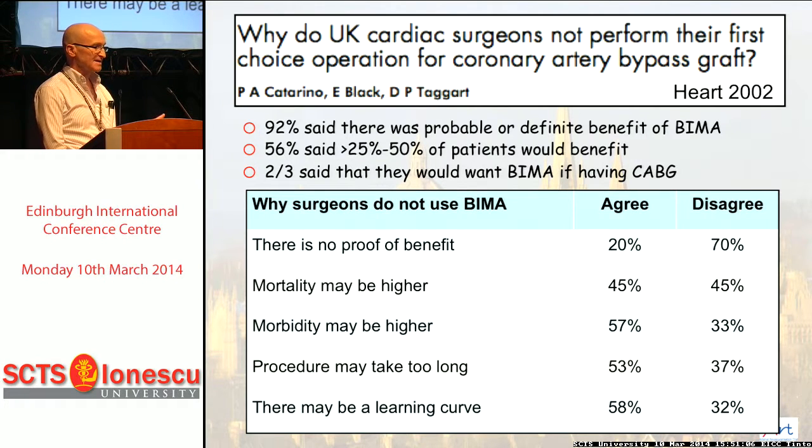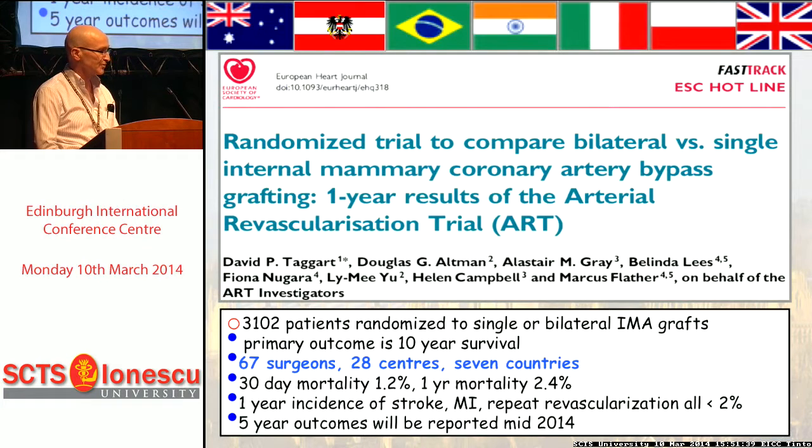Only 20% said that there was no proof of benefit, and 70% disagreed with that. But almost half of all respondents said that the use of bilateral IMAs may result in higher mortality, higher morbidity, that the procedure may take too long, and that there may be a learning curve to using 2 IMAs. Now, the last bit is definitely true. There's a learning curve to using 1 IMA, there's a learning curve to using 2 IMAs, there's a learning curve to playing tennis or golf. So the last part of this is true, but are any of these other statements true?